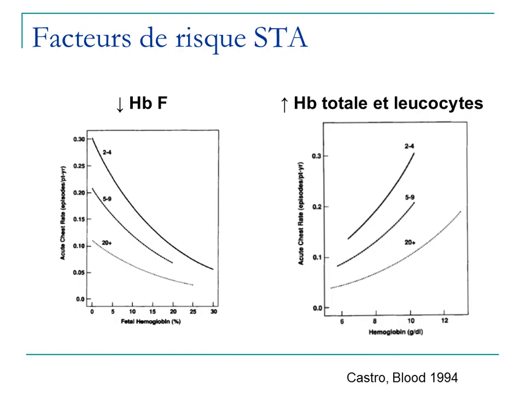Fetal hemoglobin plays a protective role because it's protection against falciformation, and as it goes up here, we have a reduction of the ACS rate on the right-hand side, total hemoglobin, and the leukocyte count in the blood increases the risk of ACS because it's related to hyperviscosity, and it is a complication which is linked to hyperviscosity.